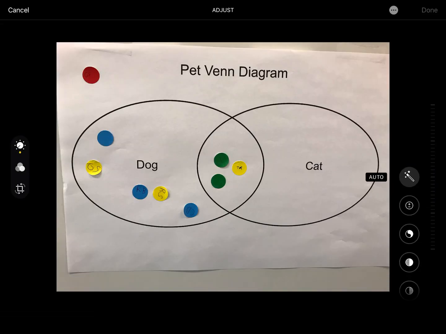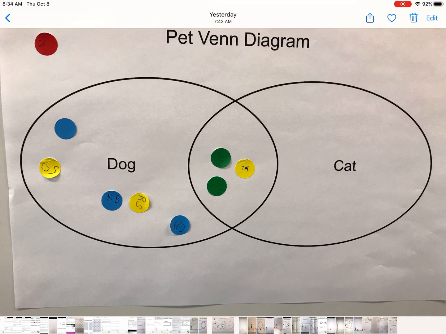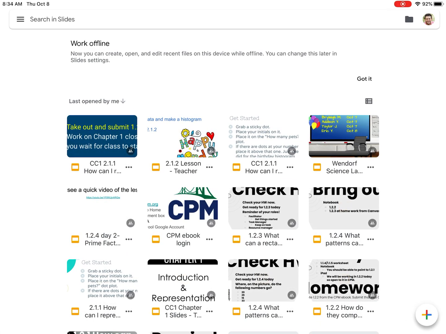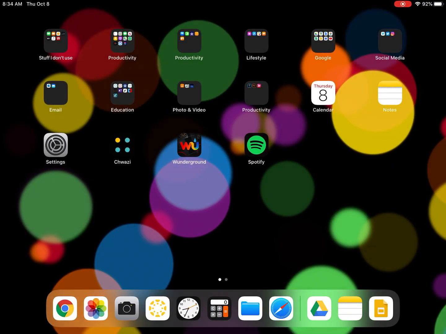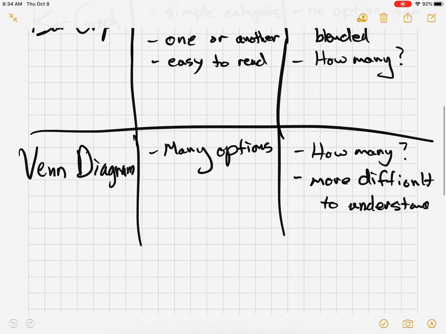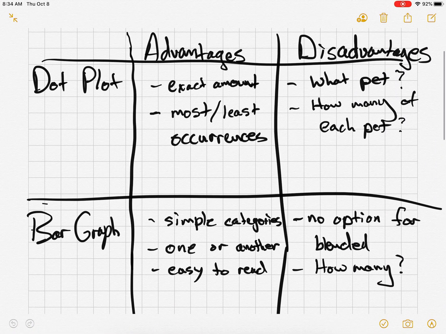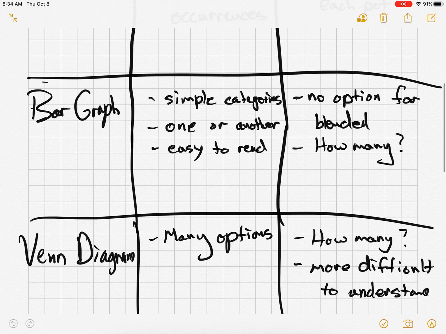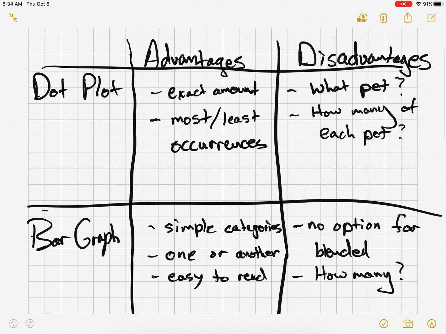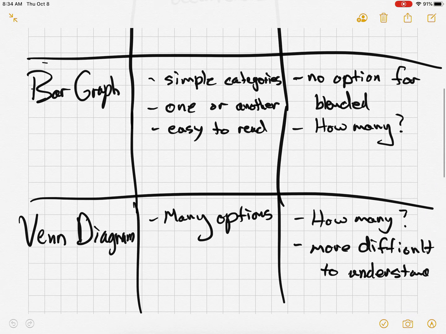So let me get out of here. Let me go back and summarize what we've done. I want you to add some stuff to your notes. We have a dot plot, a bar graph, and a Venn diagram, and I wrote some advantages and disadvantages. You're going to have to pause the video and write in there what the advantages and disadvantages of each are, okay?